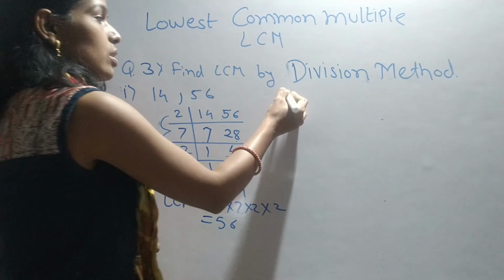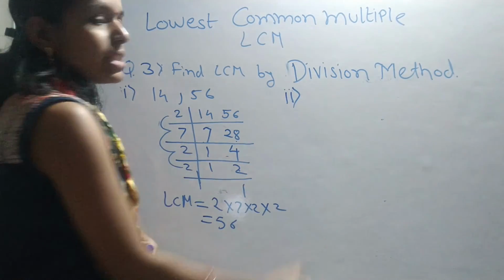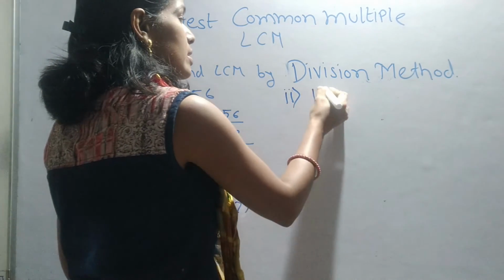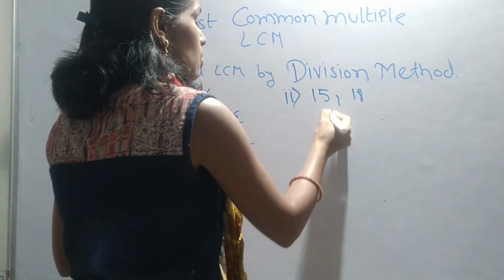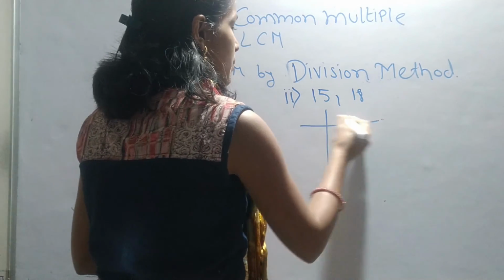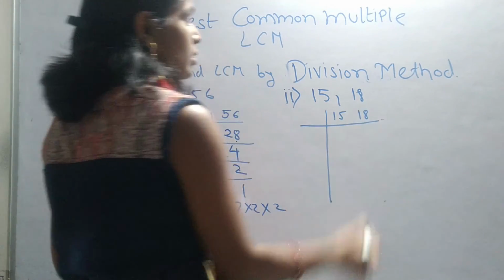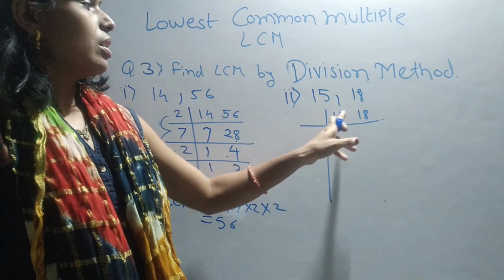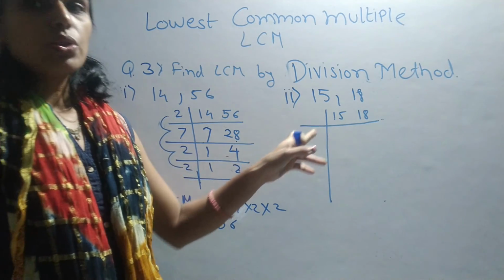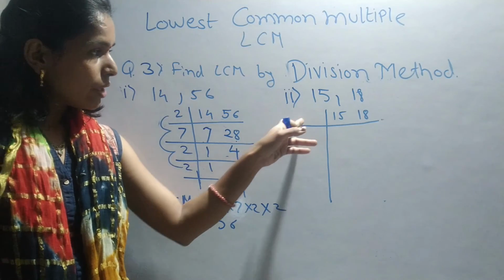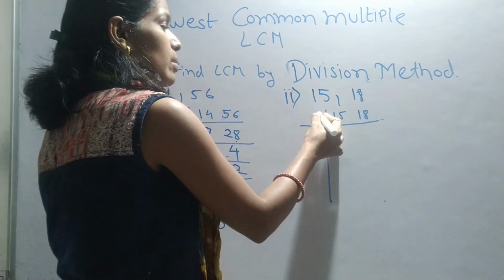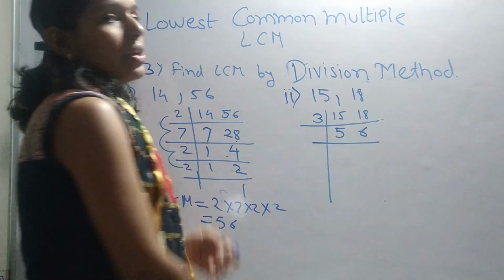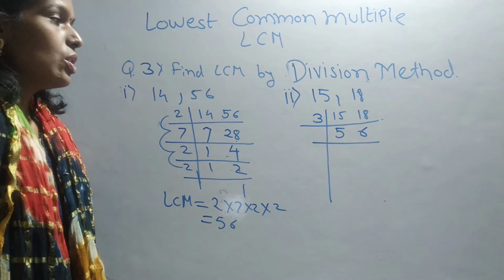Let's solve the second question. In the second question, you have to find the LCM of 15 and 18 by the same method. So again follow the same steps, 15 and 18. Now see here, 18 is divisible by 2, it's an even number, but 15 is not divisible by 2. So what will we do? We will divide by 3 because both are divisible by 3. 3 5s are 15, 3 6s are 18. Now this 5 and 6 are not divisible by the same number. So what will we do?